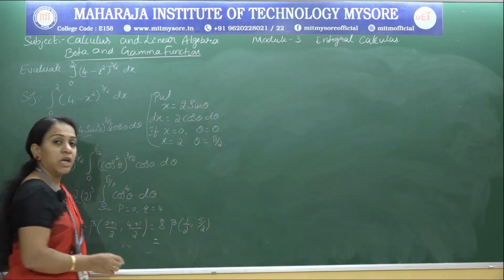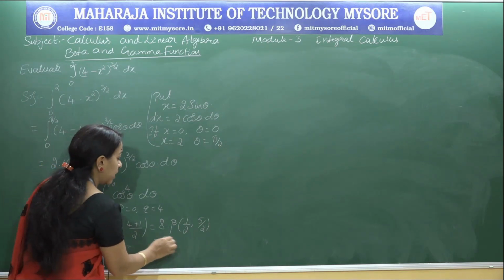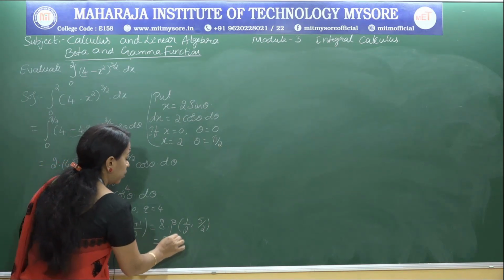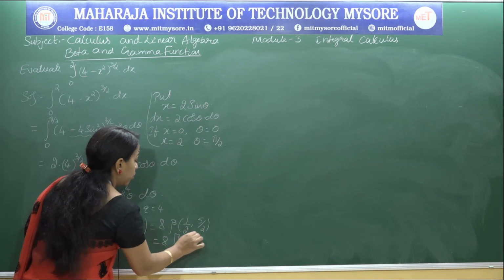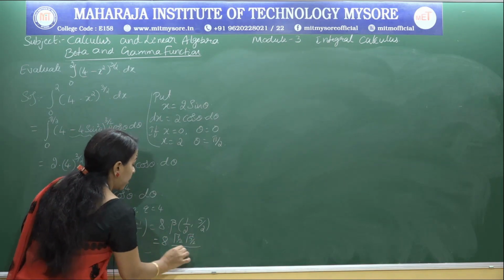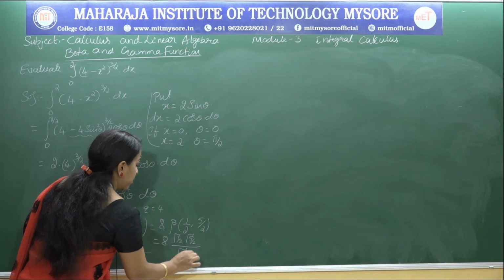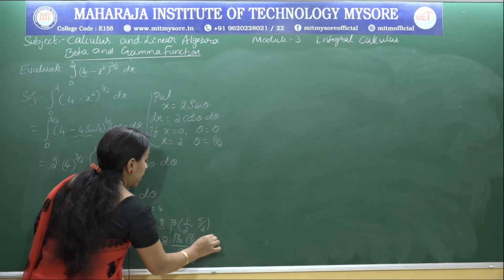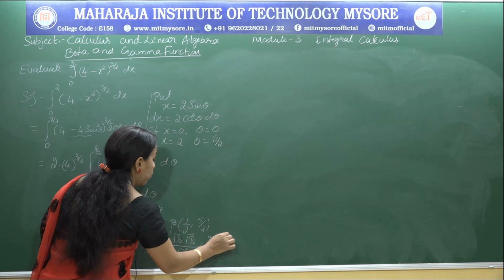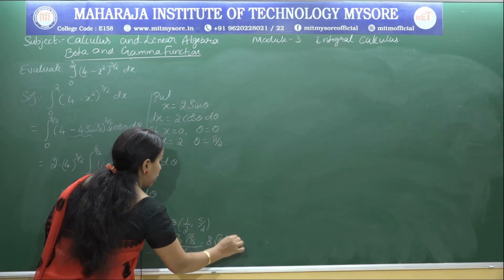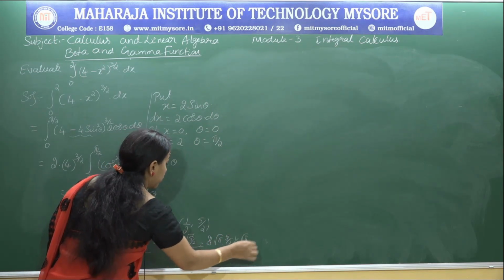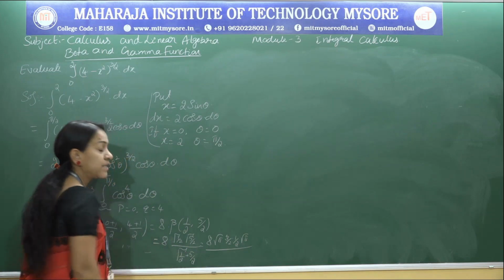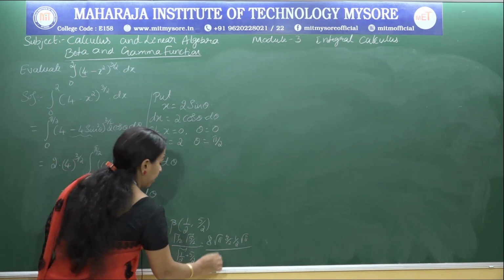So represent your beta in terms of gamma so that I can get the finite result. 8 into gamma 1 by 2 into gamma 5 by 2 by gamma 1 by 2 plus 5 by 2 is nothing but 8 into root pi into 3 by 2 into 1 by 2 into again gamma half will be root pi, divided by 6 by 2, which is nothing but gamma 3.